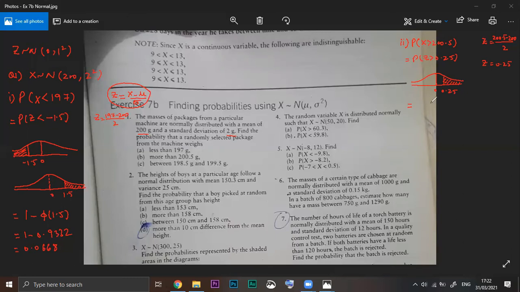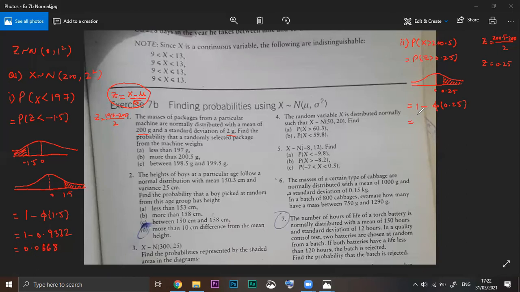Phi of 0.25 will give us the area on the right hand side or on the left hand side? Left hand side. Phi always gives the left hand side. Okay, phi of 0.25 is the area on the left hand side, but we want to find out the area on the right hand side. So this one is 1 minus phi of 0.25.